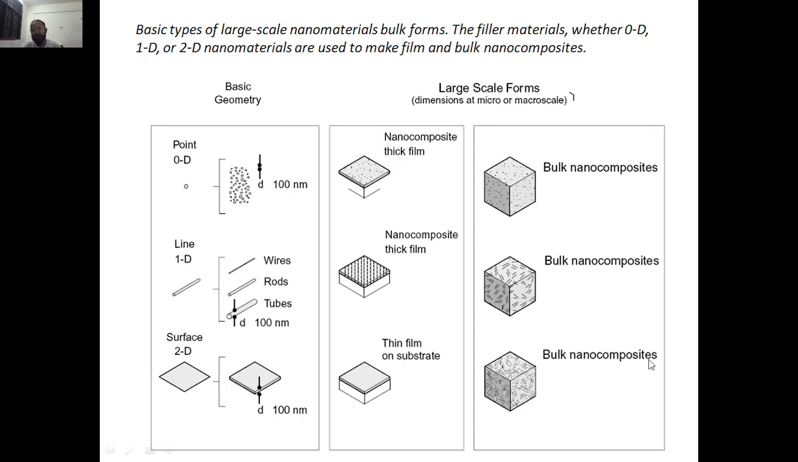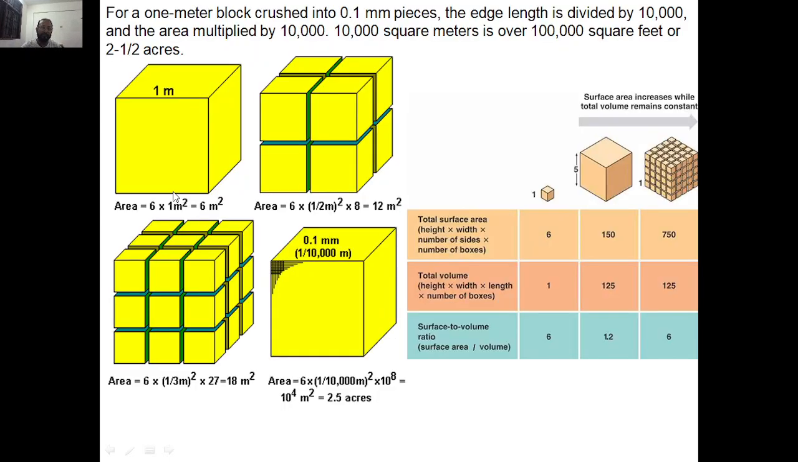Next, the bulk nanostructures contain a lot of thin films, a number of thin films, maybe billions of thin films, understanding? That's how we go from zero-dimensional nanoparticles to thin films and to the bulk nanostructures.